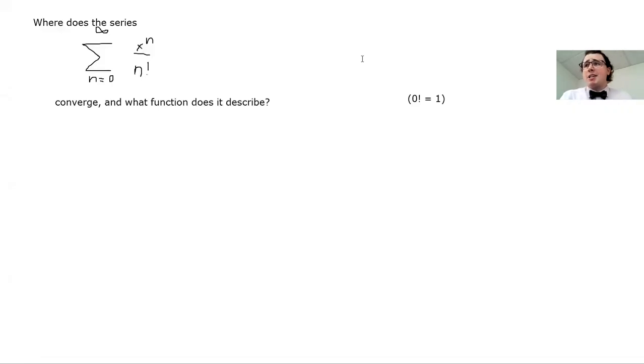Now, another example I'd like to look at today is a different series. It is a power series, but it is not one that we have seen so far. So this power series takes every power of x. My coefficient is going to be 1 divided by n factorial. So bear in mind here, I'm using the convention that 0 factorial is 1.